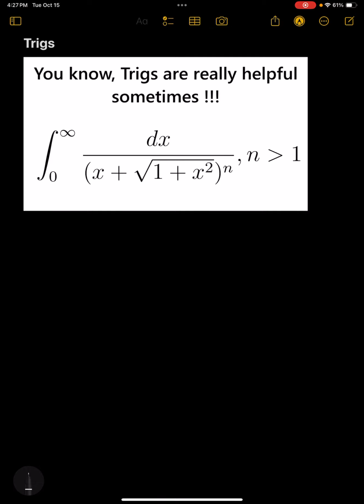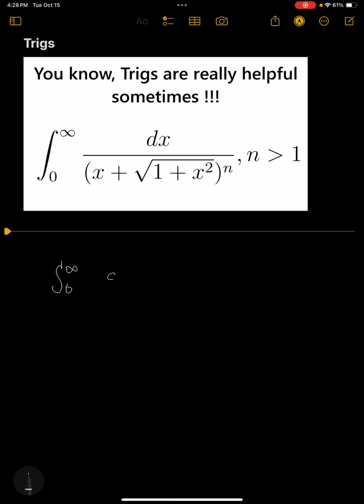Tricks are really helpful sometimes. So this is the typical example of where trigonometric substitution can make a big difference. So let's see how. We have the integral from 0 to infinity dx over (x plus square root of 1 plus x square) whole to the power n, where n is a positive integer greater than 1, right? So let's see how we can deal with this.